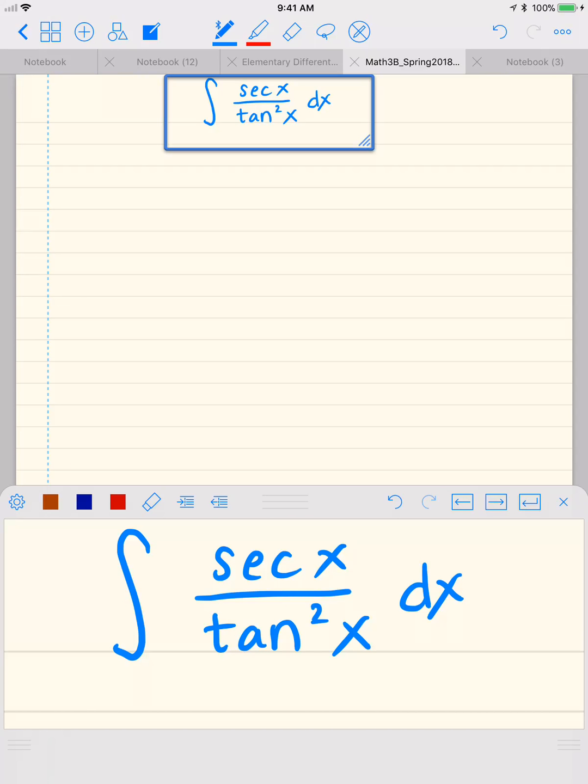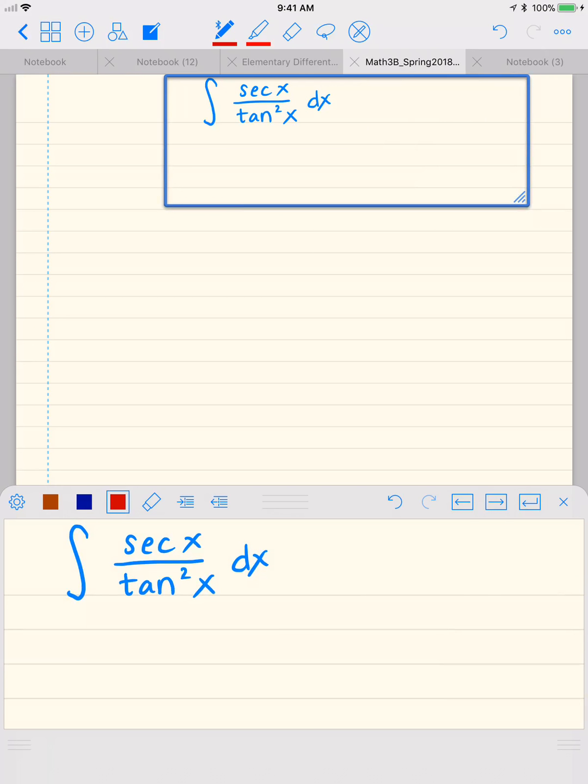Okay, let's look at this integral. It's the integral of secant of x over tangent squared of x. Let's look, where are we with this problem? The options we have: power of tan equals 0. That's not us because the power of tangent is -2.